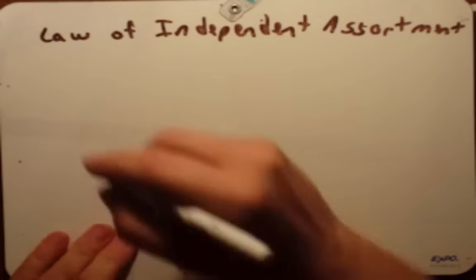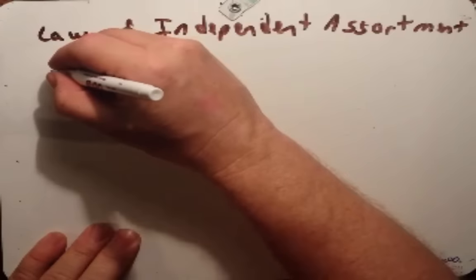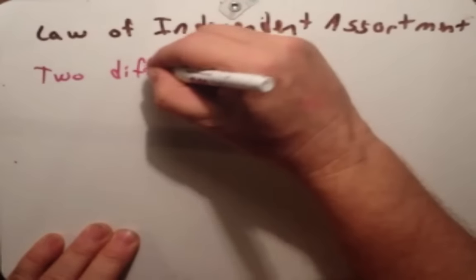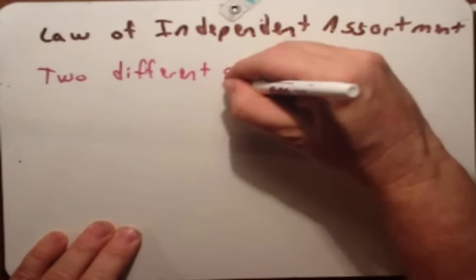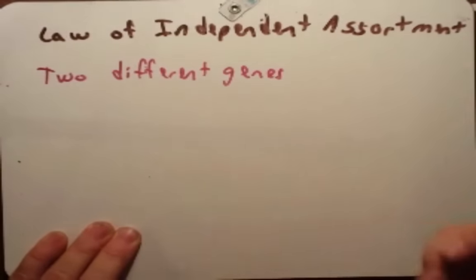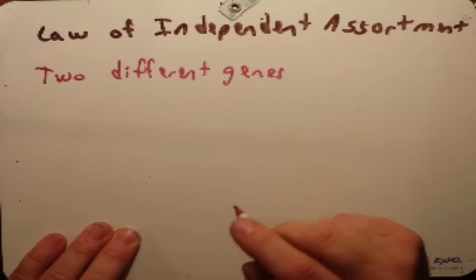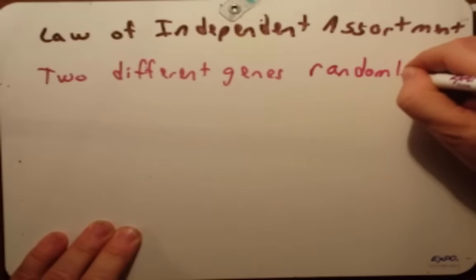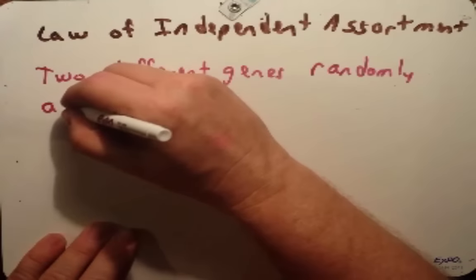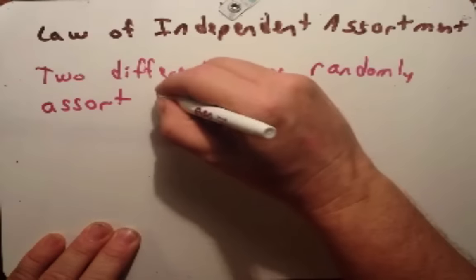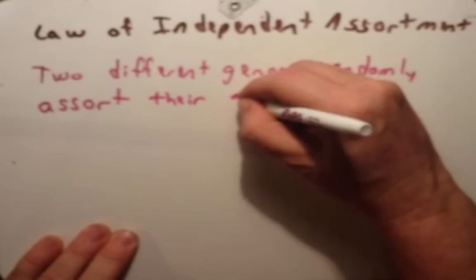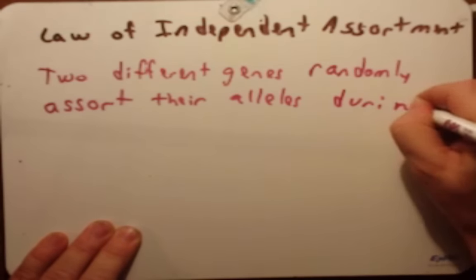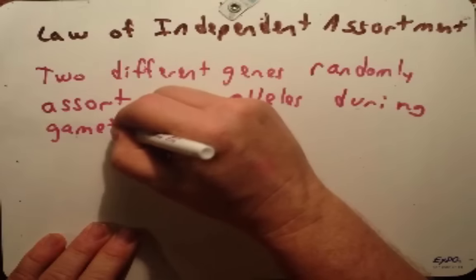We could define this law simply by saying that two different genes, you could also say allele pairs, but we'll stick with different genes, randomly assort their alleles during gamete formation.